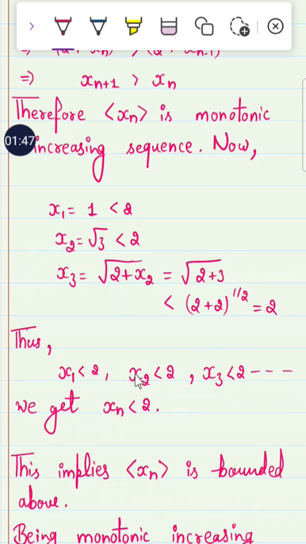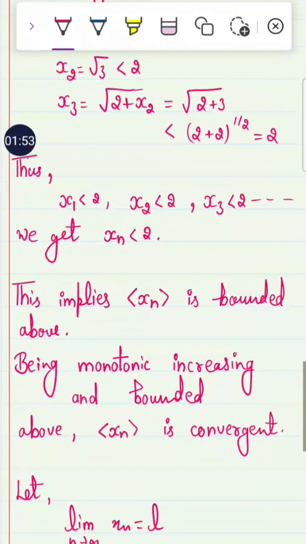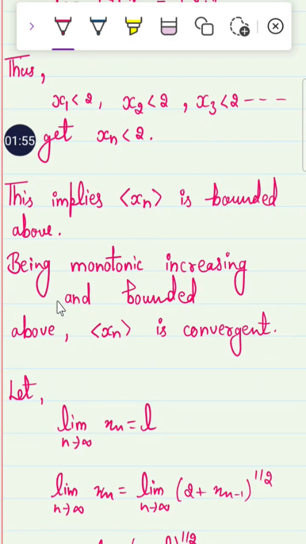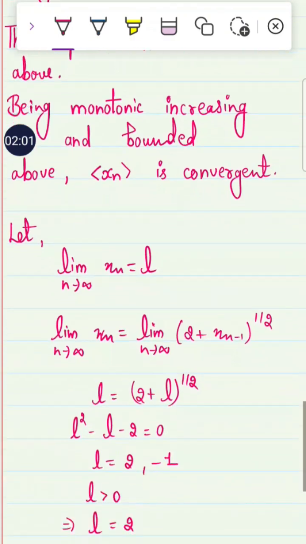Now x1 is bounded by 2, x2 is bounded by 2, x3 is bounded by 2, so we get xn is bounded. We know that xn is bounded above and the sequence is monotonically increasing and bounded above, so xn is convergent. Now let's find the limit of this.